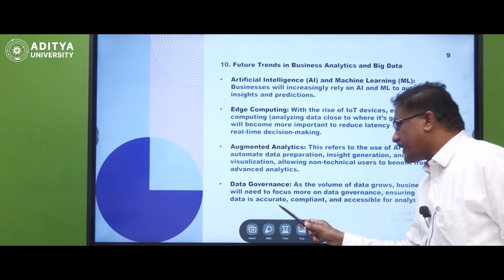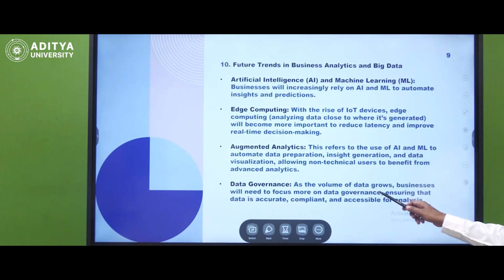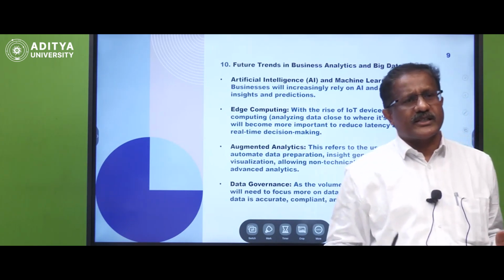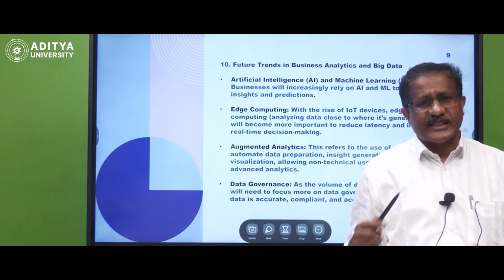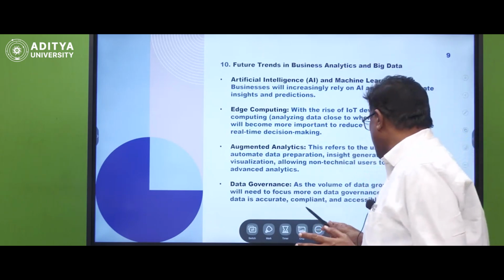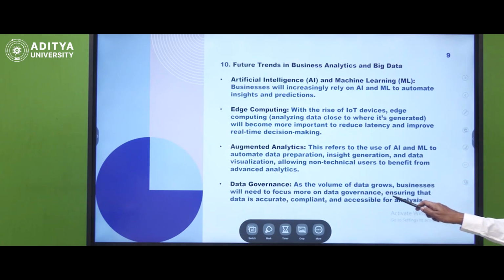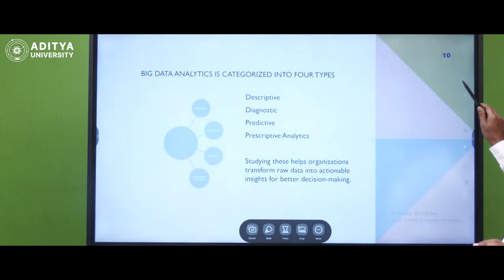And the last one is data governance. As the volume of data grows, businesses will need to focus more on data governance. I already told you the volume of data increases every day, every second. Once it increases, businesses will need to focus more on data governance, which ensures that data is accurate, compliant, and accessible for analysis. Then only it will be more and more beneficial. But these are all the future trends.